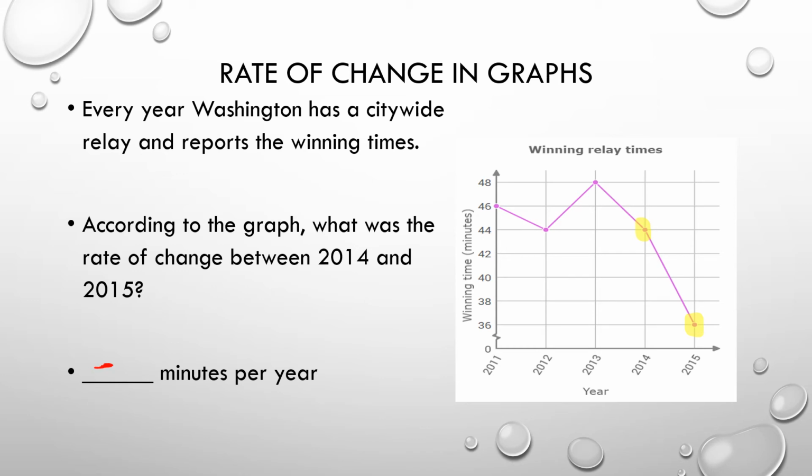So our Y value, when we do our change in Y, our Y value in 2014 was 44, and our Y value in 2015 was 36. So 44 minus 36, which is 8, over the change in our X values. So our X value from 2014 to 2015 is just 1. So 8 over 1 is 8. And we've already discovered that it is negative because we can see in our graph that from 2014 to 2015 it decreased, which is represented by that negative sign.